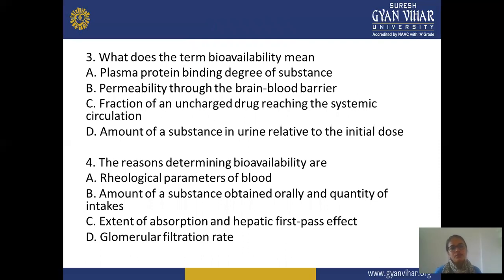Next is, what does the term bioavailability mean? In this, A is plasma protein binding with the substance. B is the permeability to the blood-brain barrier. C is the fraction of unchanged drug reaching the systemic circulation, and D is the amount of substance in urine related to initial dose. The fourth question: the factors determining bioavailability are. A is the rheological parameter of the blood. B is the amount of the substance obtained orally or quantity of intake. C is the extent of absorption and hepatic first pass effect. D is glomerular filtration rate.